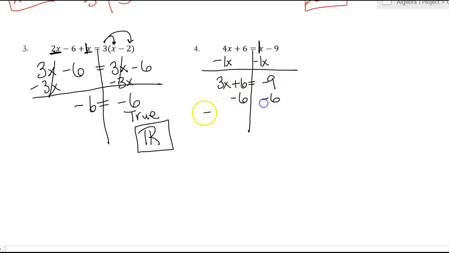Then I'm going to minus 6 on both sides, so I get 3x is negative 15. And now I just divide both sides by 3. So x is negative 5.